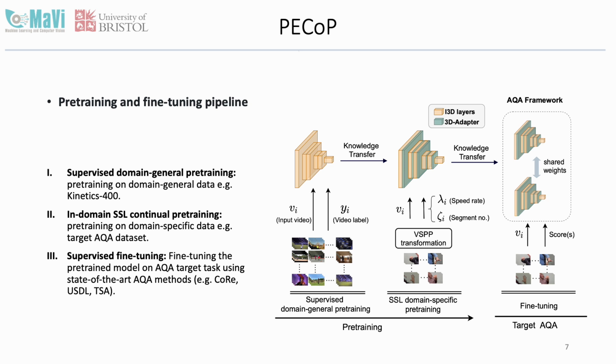Here you can see a more detailed overview of our PECoP pre-training and fine-tuning pipeline. In the first stage of pre-training, we use supervised learning with a domain general dataset such as Kinetics 400. This stage gives the model a broad understanding of different actions. Next, we move to in-domain SSL continual pre-training. Here, the model learns from domain-specific data by training only the adapter layers, which is shown as the green layers within the I3D model. This stage helps the model to start understanding the nuances of the AQA actions we are interested in. Finally, we fine-tune the pre-trained model on the AQA target task using state-of-the-art AQA methods.